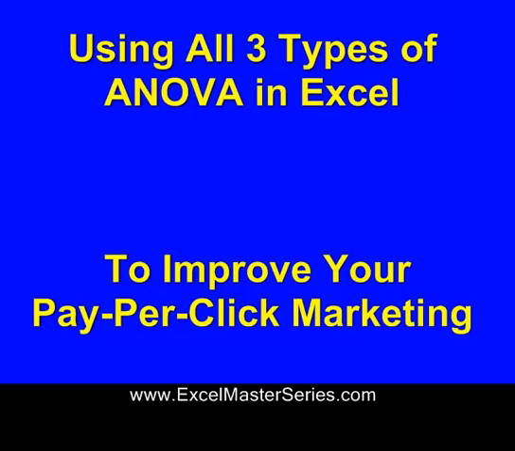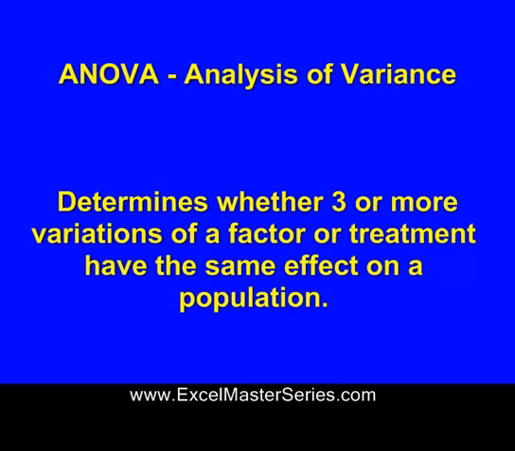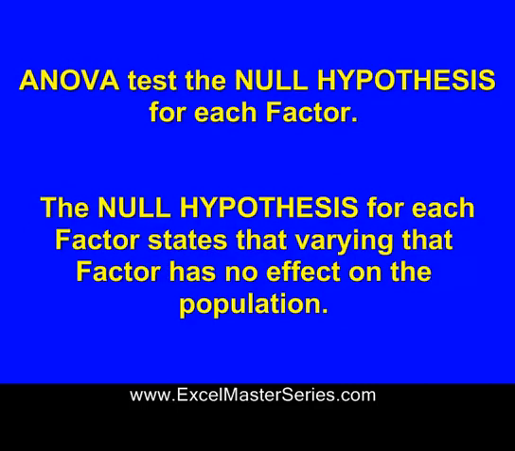Welcome to excelmasterseries.com. Today we're going to show how to use all three types of built-in ANOVA in Excel to improve your pay-per-click marketing campaigns. Now ANOVA stands for Analysis of Variance, and it's typically used to determine whether three or more variations of one factor or treatment have the same effect on a population.